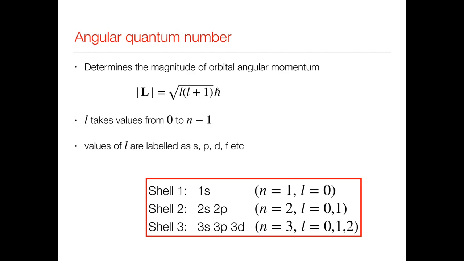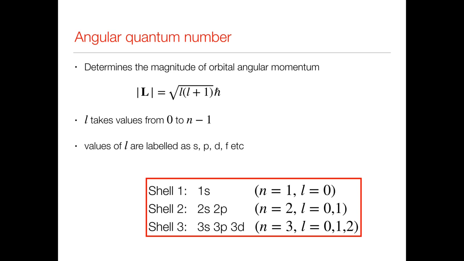Now the angular quantum number L, given this lowercase l here, that determines the magnitude of orbital angular momentum. So we know that angular momentum is a vector because if something rotates, it rotates about an axis in 3D space. That axis can point in different directions. And so angular momentum is a vector with 3 components. And the L quantum number determines the maximum length of that vector. And L takes values from 0 up to n minus 1. So for example, if n is 1 in the ground state, the only value that L can take is 0.